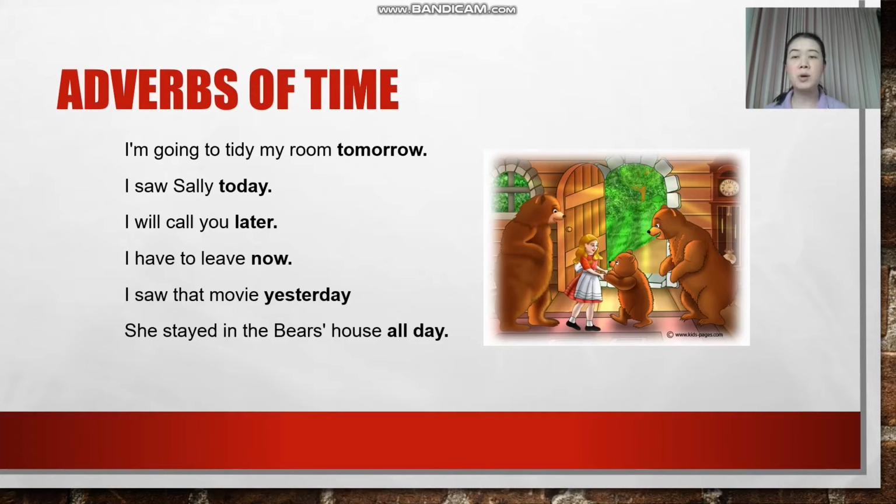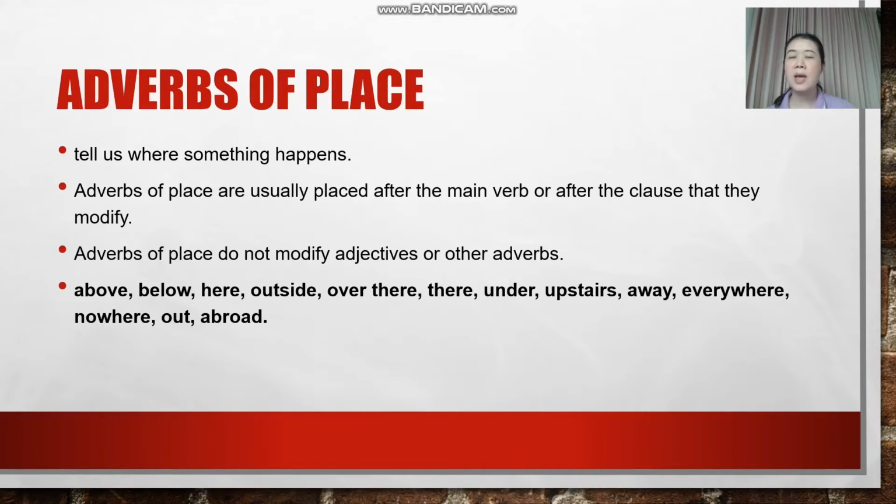So it's possible that we can ask some kind of question and we can tell the time by using the adverbs of time. For example, when are you going to tidy your room? I'm going to tidy my room tomorrow. Okay, and when did you see Sally? I saw Sally today. Okay, so that is the adverbs of time. Okay. Next one is the adverbs of place.